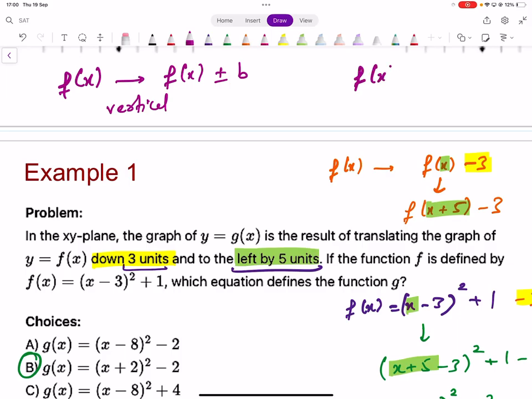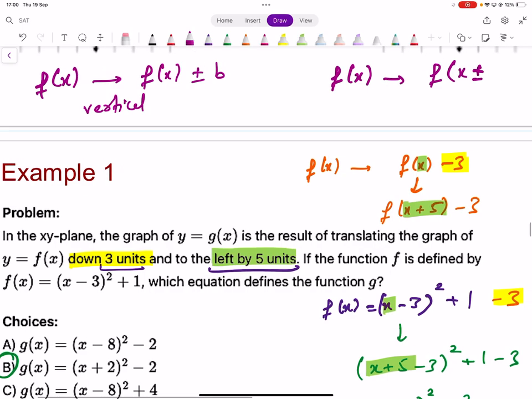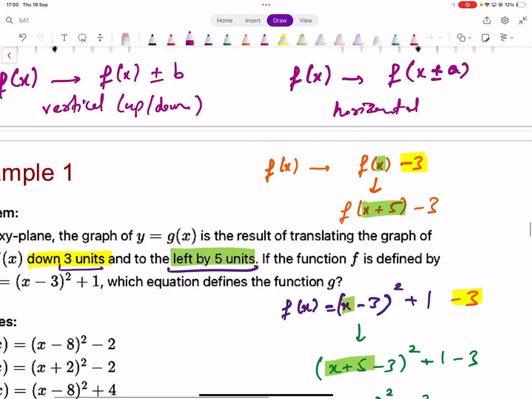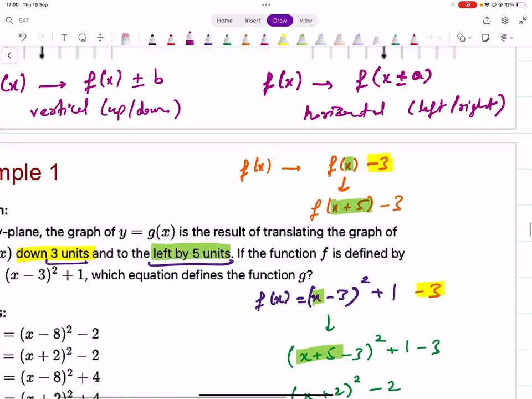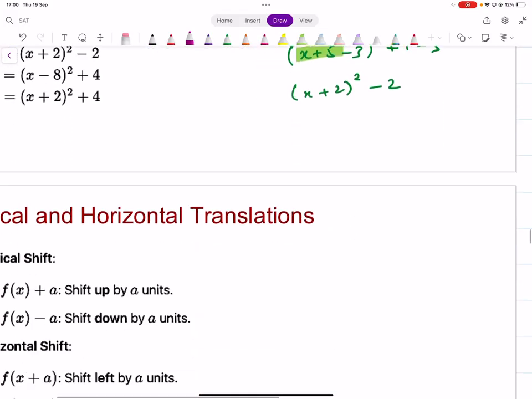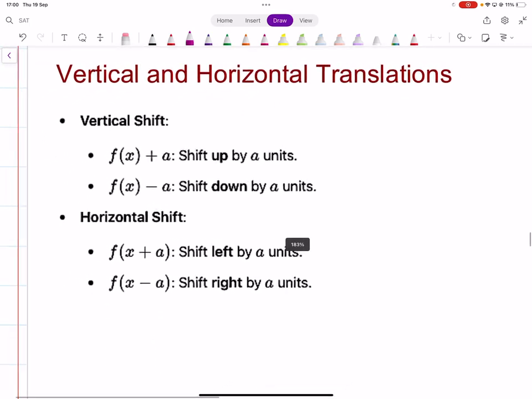For horizontal transformations, something is added or subtracted to x. This is horizontal. That means left or right. Vertical means up, down. Horizontal means left, right. Okay? In vertical, you add or subtract to the whole thing. In horizontal, you just add or subtract to the value of x inside the bracket. Any problems? Okay.